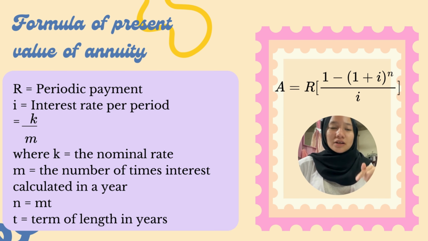R in the future value stands for periodic payment. i equals the interest rate per period. i stands for k over m, where k is the nominal rate and m is the number of times interest is calculated in a year. Meanwhile, n is equal to mt, m, the number of times interest is calculated in a year, times t, the term or length in years.